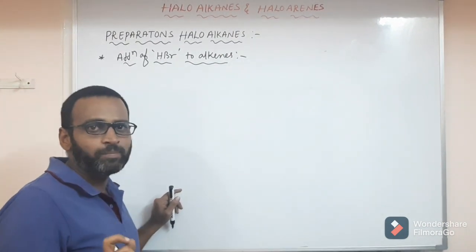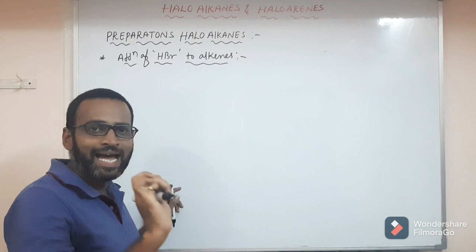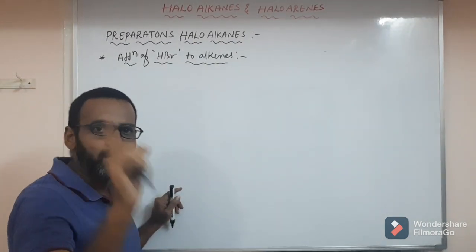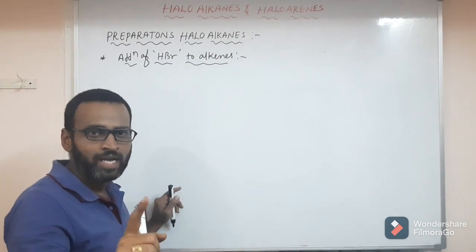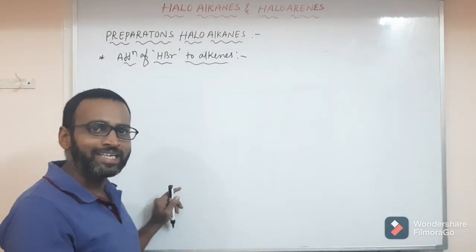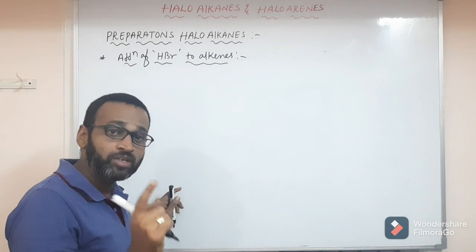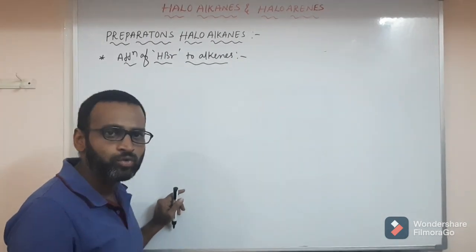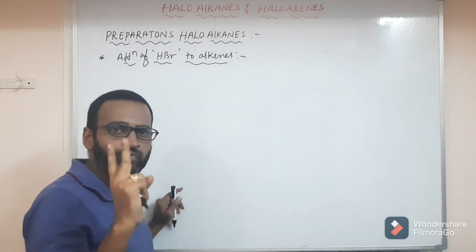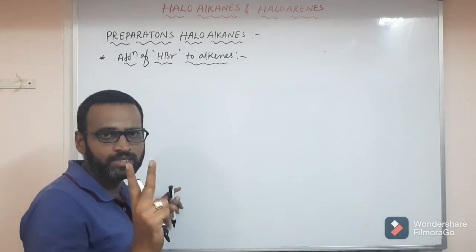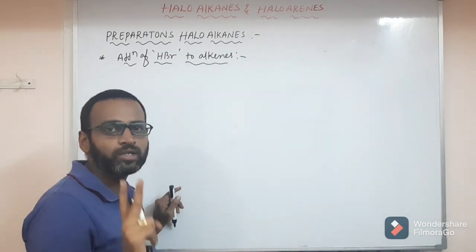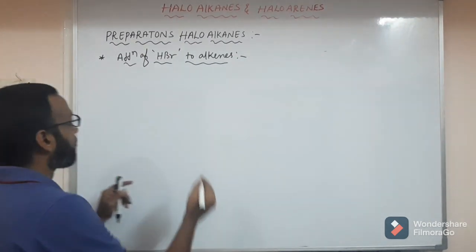Okay? So I repeat, negative species must add to the double bonded carbon which has less number of hydrogens. That is Markovnikov rule. In presence of peroxide, that negative species will add to the double bonded carbon which has more number of hydrogens. That is anti-Markovnikov rule. Anti-Markovnikov rule we use two times: one is addition of HBr and addition of water. This is the most important thing.